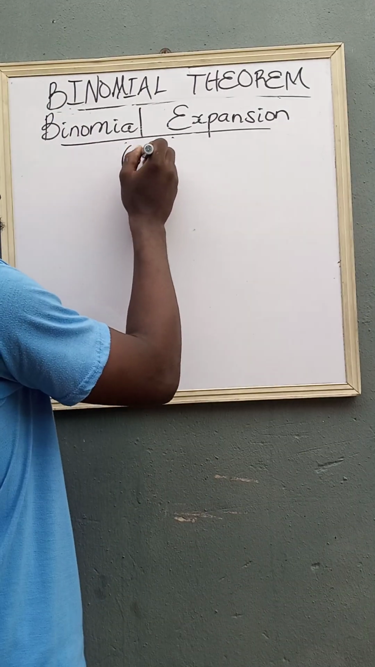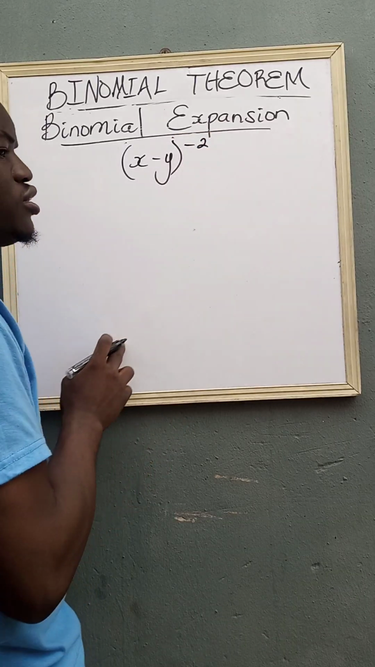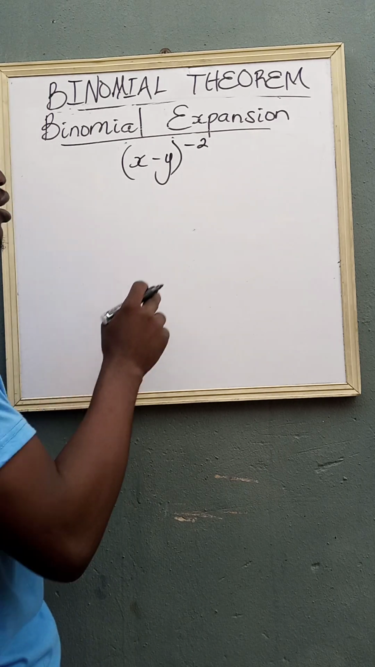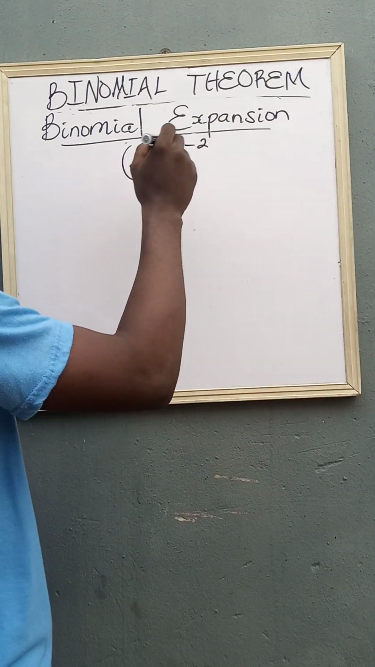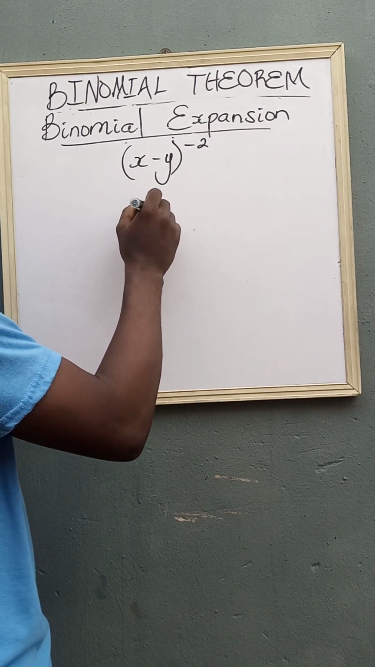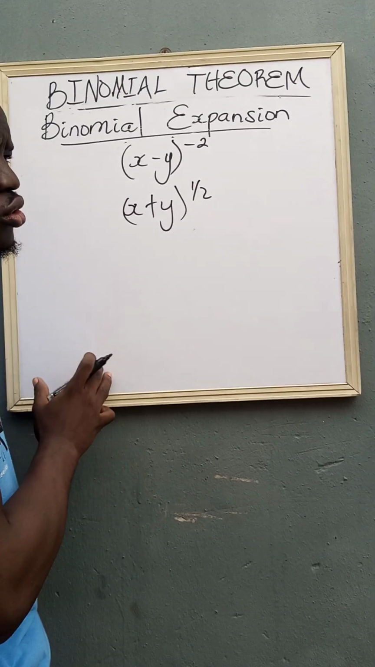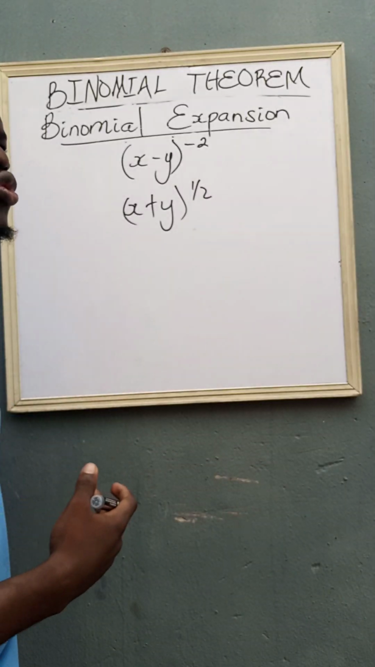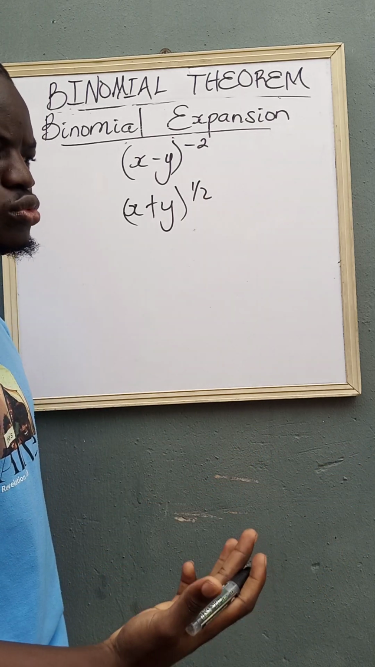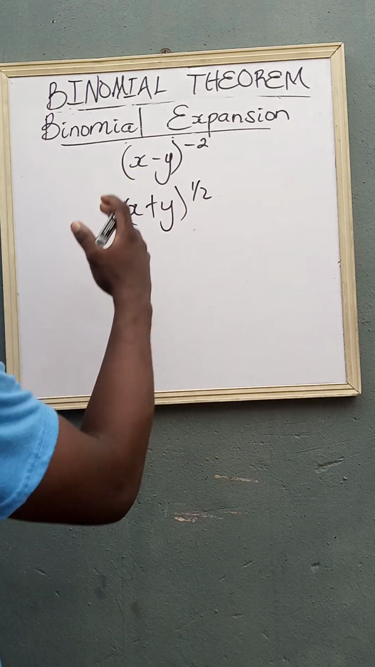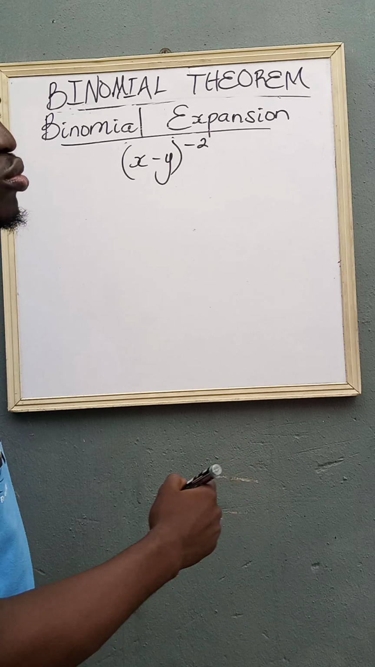So if I have x minus y raised to the power of minus 2, for example, you can't use Pascal's triangle. Also, if your power is a fraction, you can't use Pascal's triangle for this kind of question either. What you use is your combination method. It's very simple. Let's try the negative one while you try the fraction ones using the combination method.